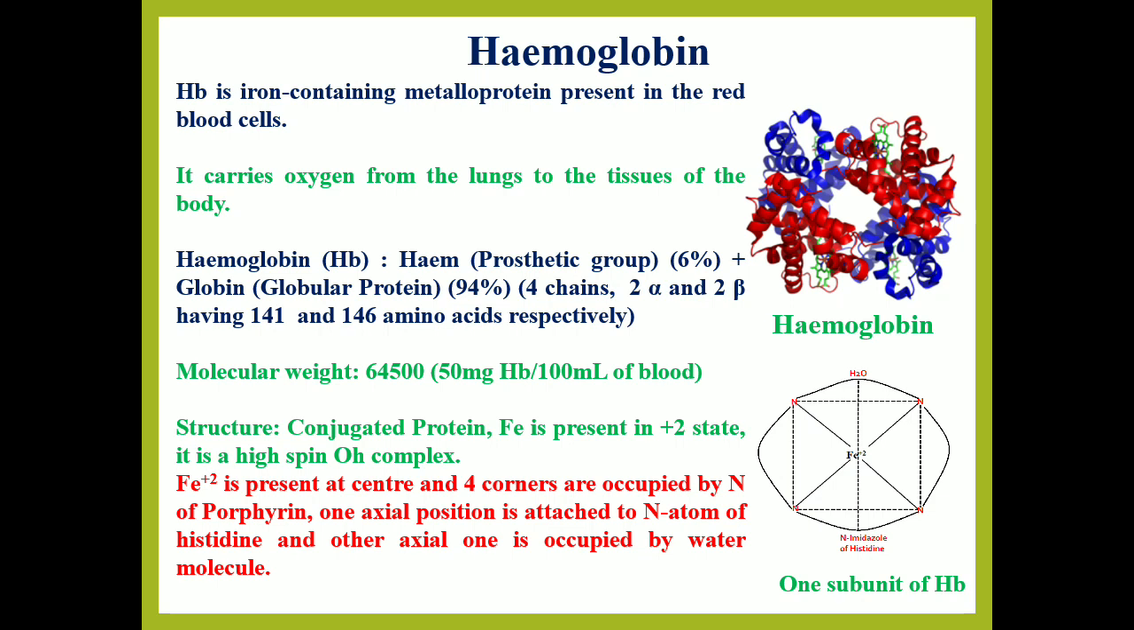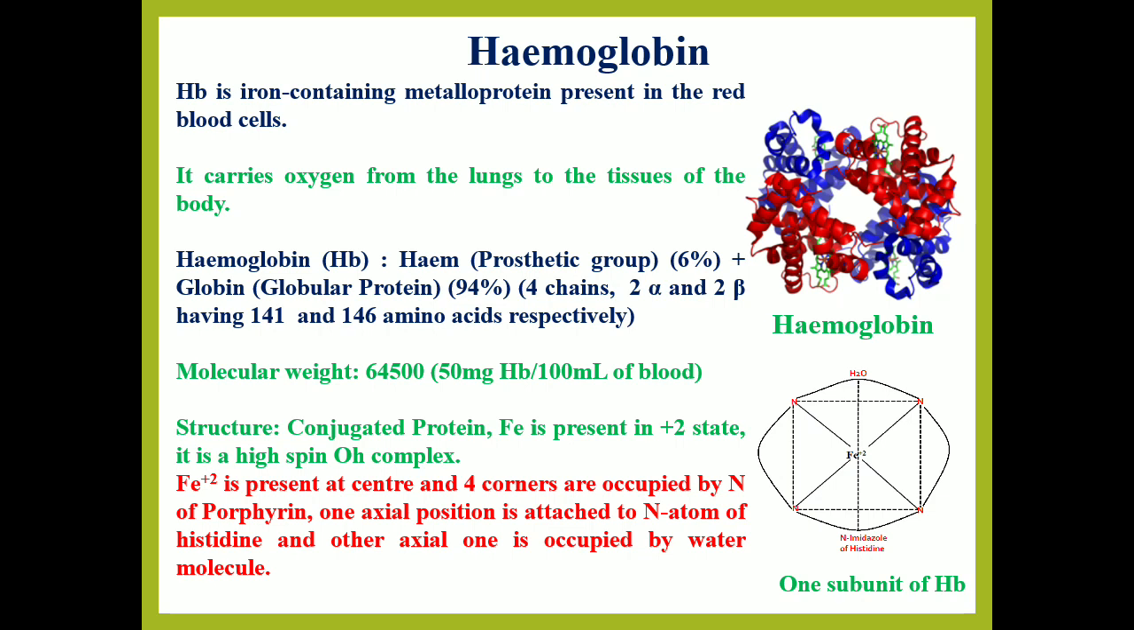Hemoglobin is made up of two words, heme and globin. Heme is a prosthetic group which is present at around 6%, and globin is a globular protein which is an alpha2 beta2 tetramer. That means 2 alpha and 2 beta chains are present, having 141 and 146 amino acids. Its molecular weight is almost 65,000, and in 100 ml of blood around 15 grams of hemoglobin is present.